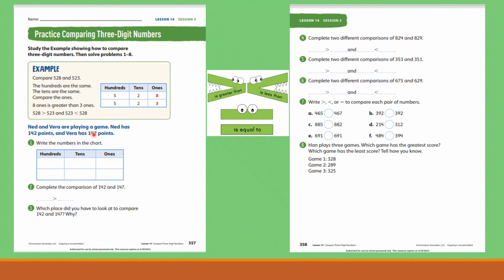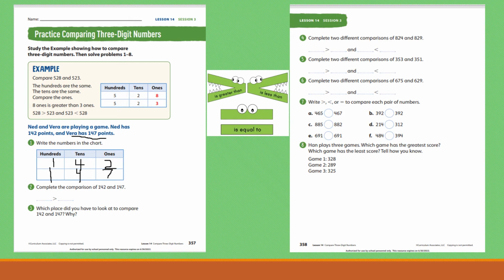Ned and Vera are playing a game. Ned has 142 points and Vera has 147 points. Write the numbers in the chart. Well, Ned has 100, 4 10s, and 2 1s. And Vera has 100, 4 10s, and 7 1s.